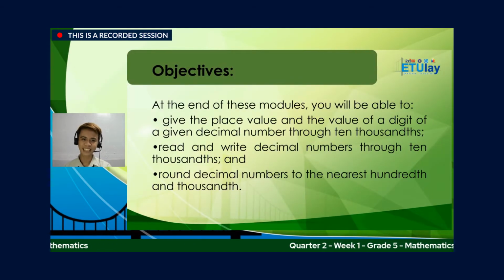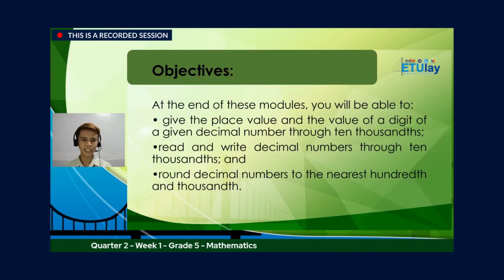Objectives. At the end of these modules, you will be able to first, give the place value and the value of a digit of a given decimal number through 10,000s. Second, read and write decimal numbers through 10,000s. And of course, round decimal numbers to the nearest hundred and thousand.